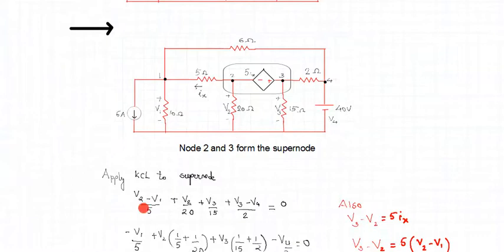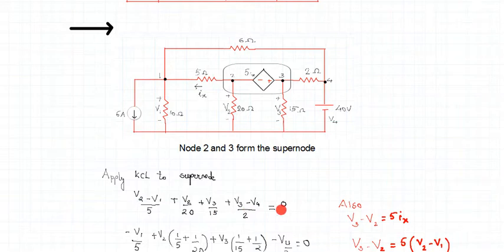The first branch was this (V2 minus V1) by 5. Correct? Then it was V2 by 20, this particular current. Then with respect to this node, it is V3 by 15, correct? And (V3 minus V4) by 2. The sum of all these currents is equal to 0 as per KCL. The algebraic sum of all these currents is 0.